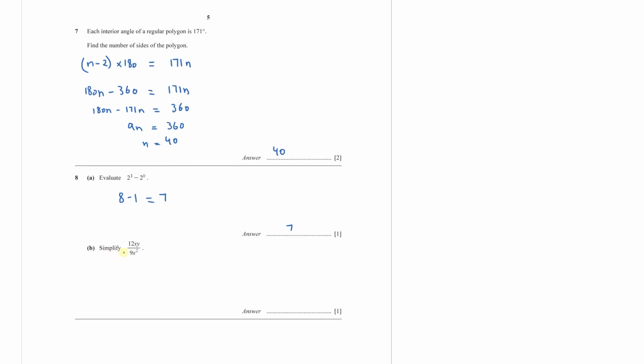Part B is simplify 12xy over 9x squared. So you have 12xy over 9x squared. I can divide both the numerator and denominator by 3. So 3 times 3 is 9, 3 times 4 is 12. I can also cancel this x, and this x squared in the denominator becomes x to the power 1. So I only have 4 and y in the numerator, and in the denominator I get 3x. So your answer is 4y over 3x.